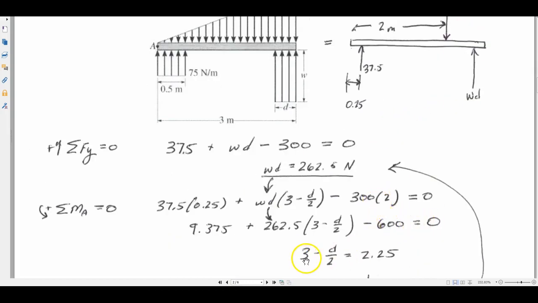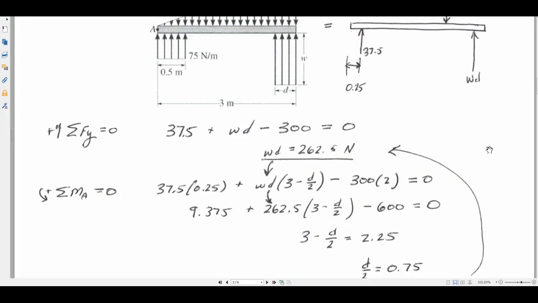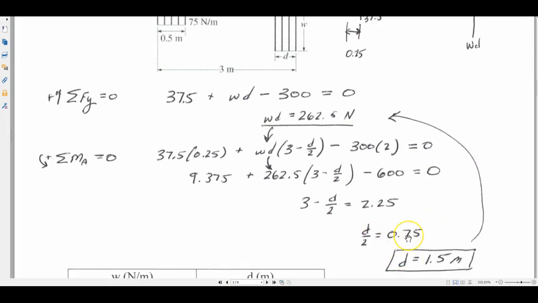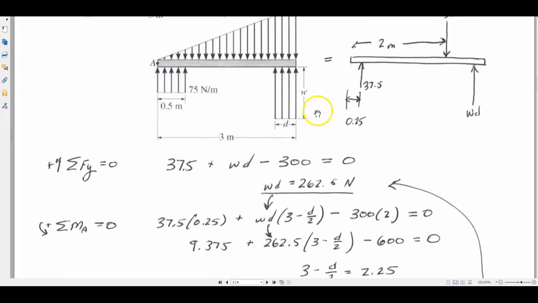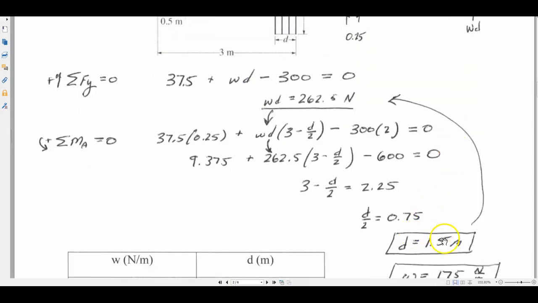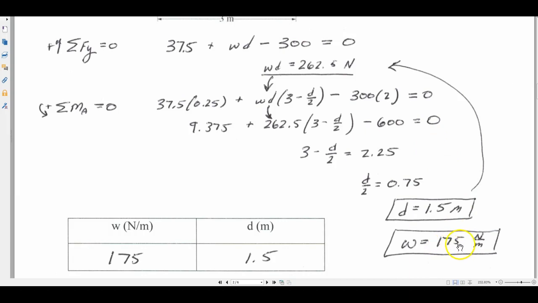Now we solve this and you get 3 minus D over 2 equals 2.25. Therefore, you're able to solve it. D over 2 is equal to 0.75. Therefore, D is 1.5 meters. So D is actually much larger than what you think here from the picture. It's actually halfway across, so it's basically half the bar. D is 1.5 meters. Now, since you know that, you can solve for W. Since WD equals 262.5, you get W is equal to 175.